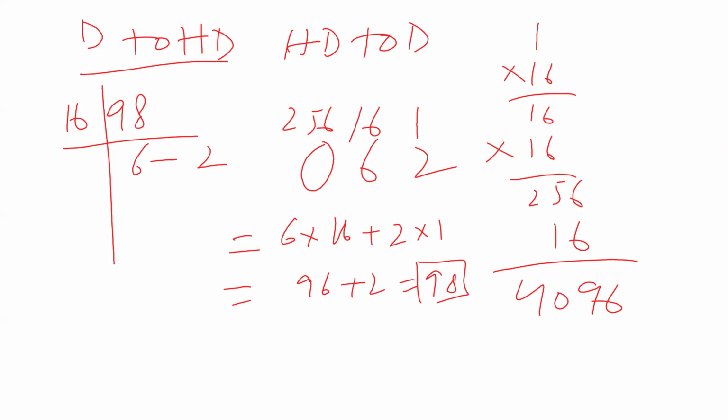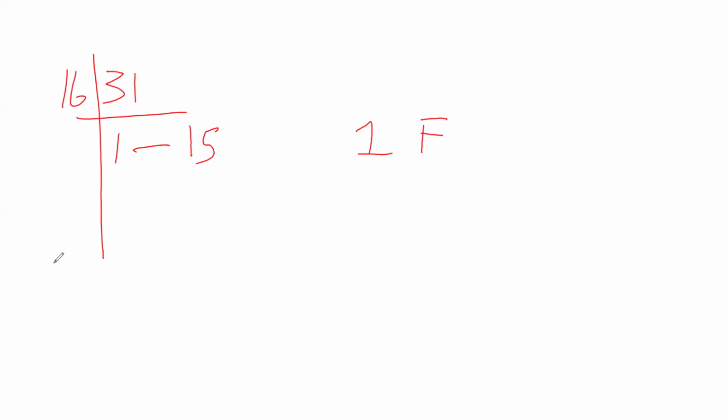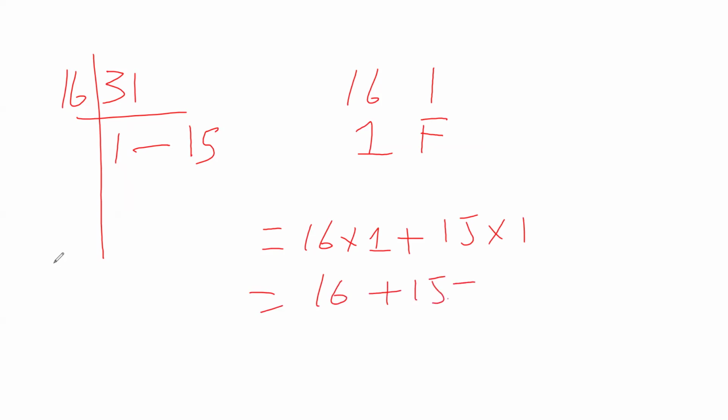Now I'm writing another number like 31. 16 multiplied by 1 is 16. The remainder is 15. So we'll write 1F, that is 1 and 15. We'll place power 1 here and power 16 here. 16 multiplied by 1 is 16, plus F is 15. So 16 plus 15 is 31. You got the idea? Yes.